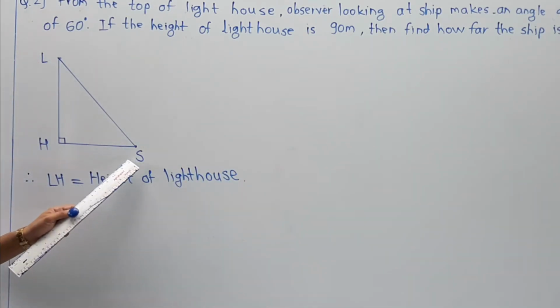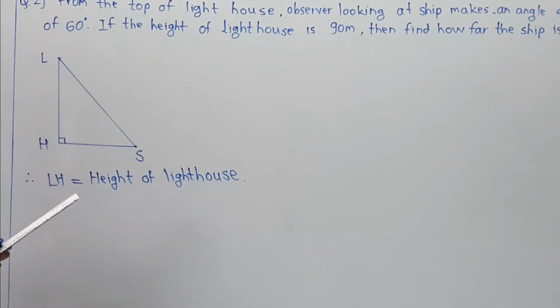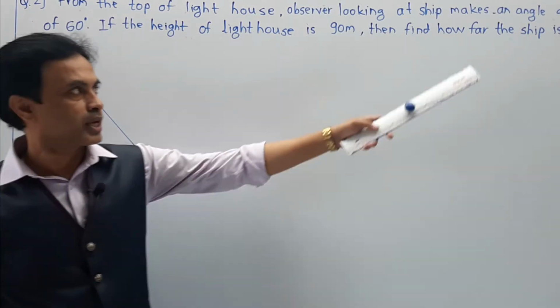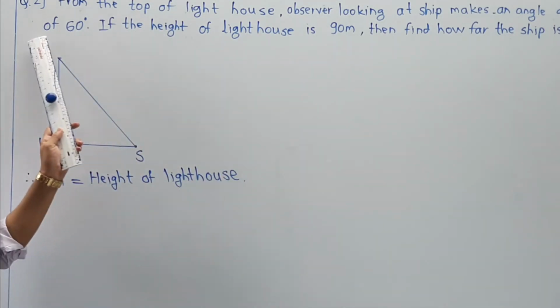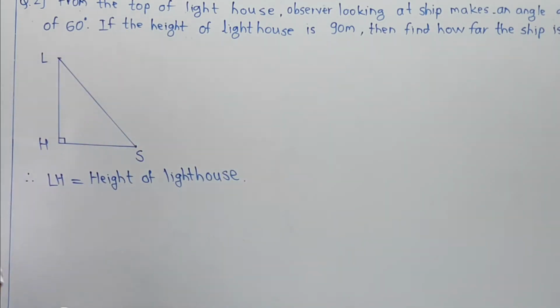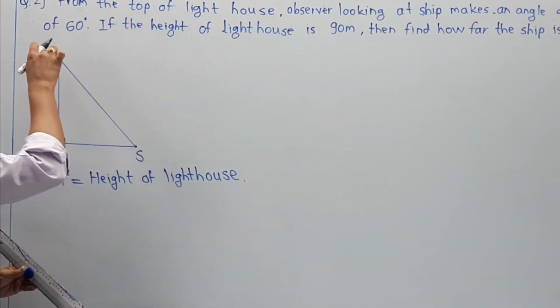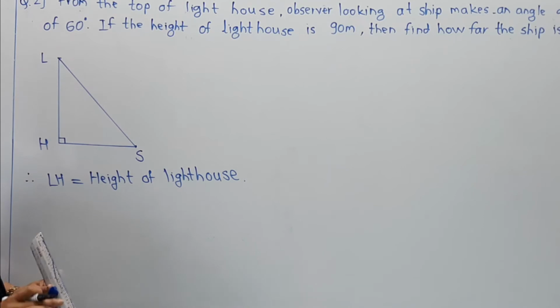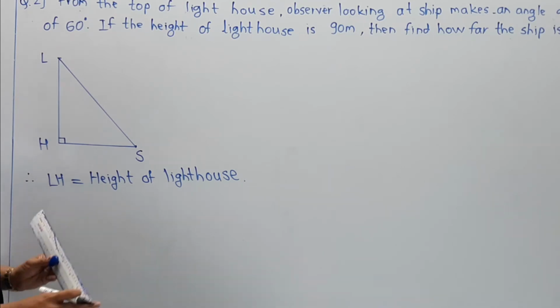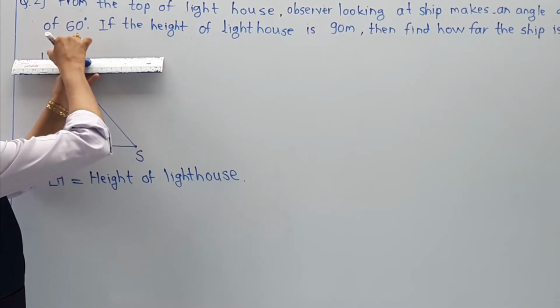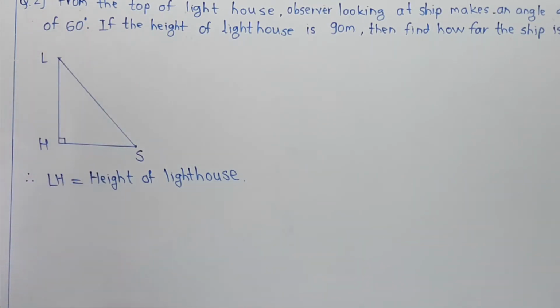Next, S is the position of a ship over here, and as per the condition, the angle of depression is 60 degrees. Now remember, a number of students make a mistake here: whether it is the angle of inclination or the angle of depression, it always makes an angle with the horizontal line. So I have to draw a horizontal line over here.